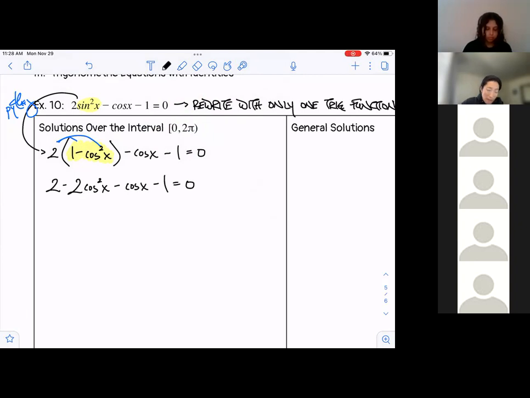Right, and that should give us 2 cosine squared x plus cosine x minus 1 equals 0. All right. Now I did a couple of things at the same time. I combined some like terms, but I don't like to factor when my quadratic term is negative, so I moved everything to the other side, okay? That's why my cosine squared is positive.